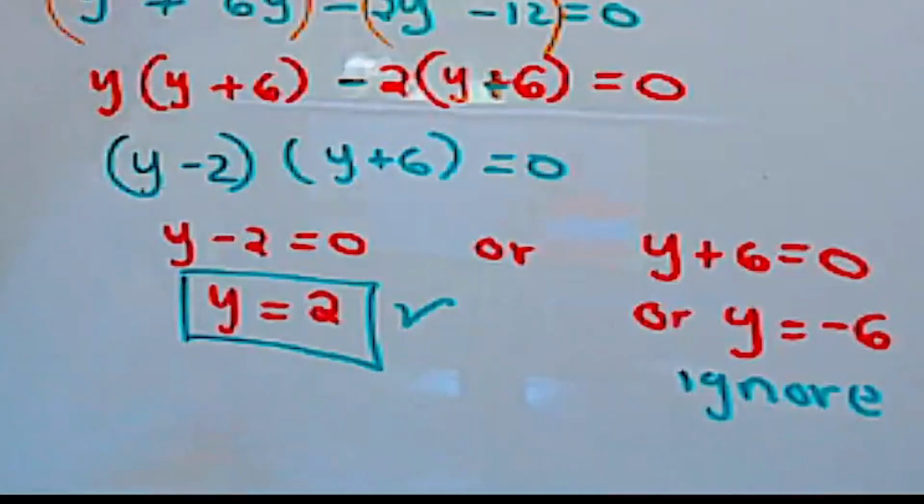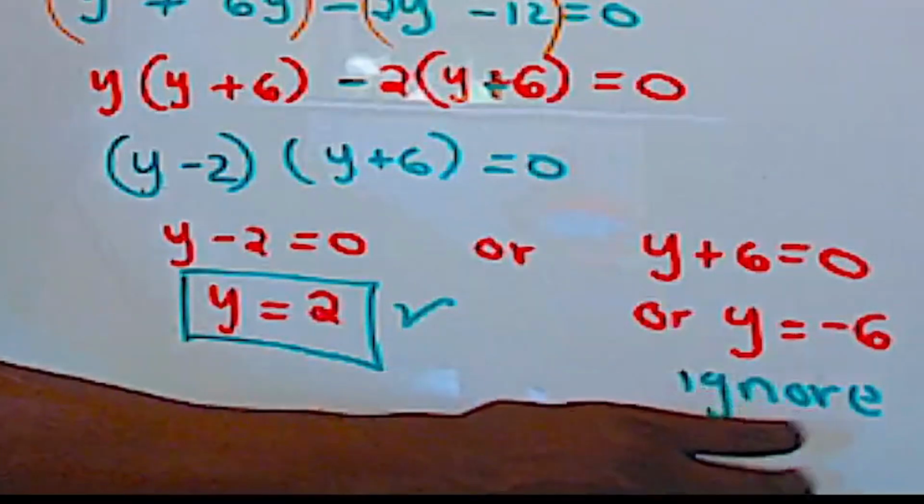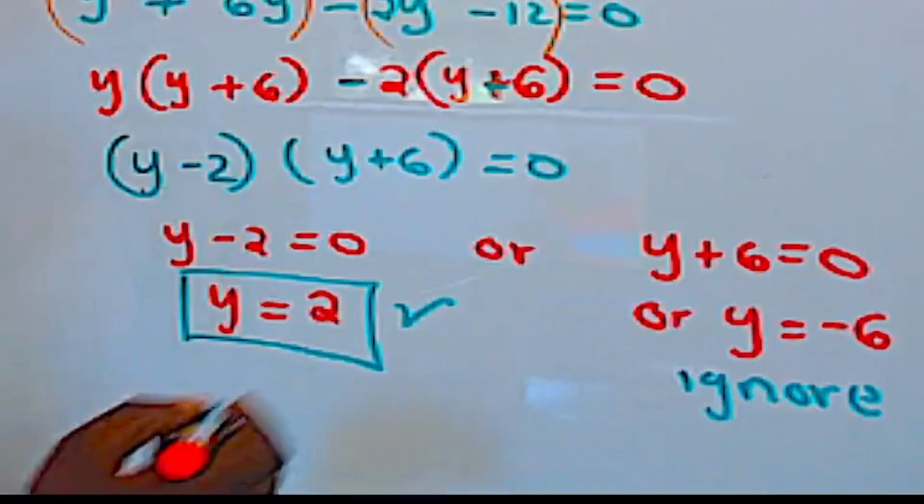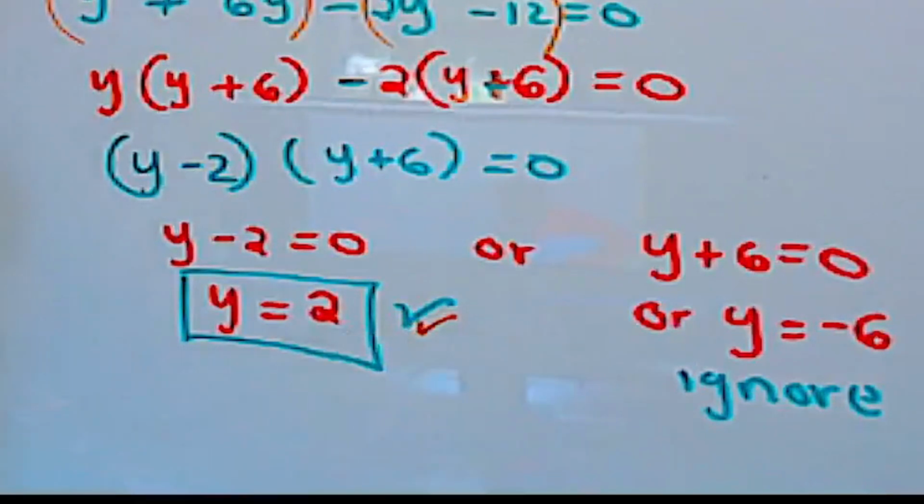Negative 6, because if you substitute negative 6 in the equation that we were given, we are going to get a negative, and there's no way we are going to have a logarithm whose answer is a negative value. So in this case, you are supposed to say y equals 2 is the final answer.